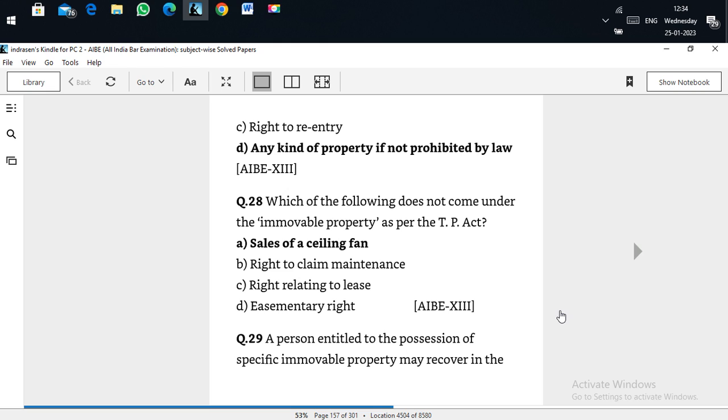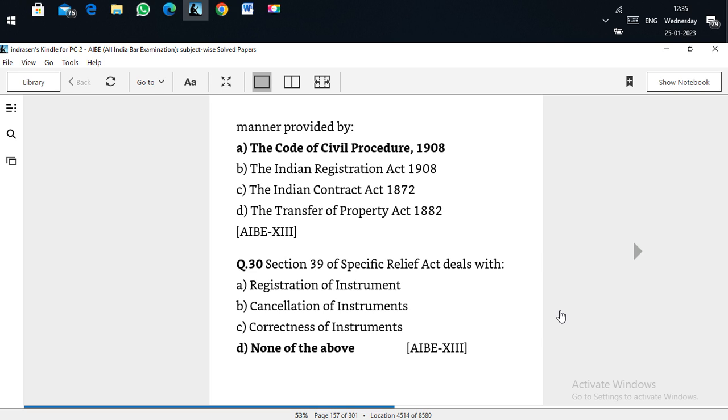Which of the following does not come under immovable property as per the Transfer of Property Act? Sale of a ceiling fan. It is movable, so it is not immovable and does not come under immovable property. A person entitled to the possession of a specific immovable property may recover it in the manner provided by the CPC 1908. All the property cases are considered civil cases.